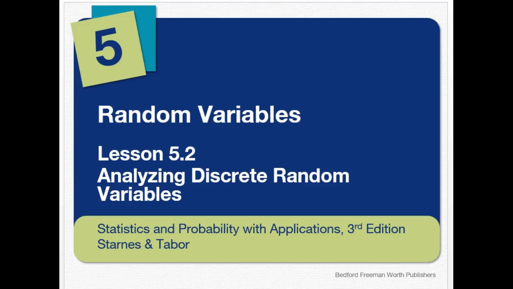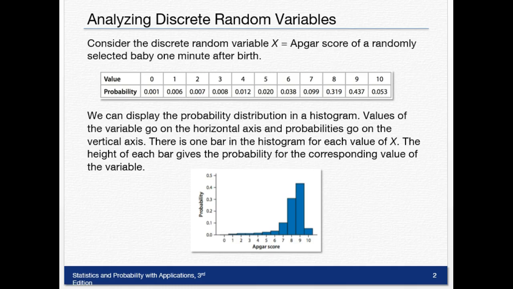Alright, this video is 5.2 and we're going to be analyzing discrete random variables. Consider the discrete random variable where x is equal to the APGAR score of a randomly selected baby 1 minute after birth. Now, APGAR is a test they do for their reflexes just to make sure the baby's healthy. So the APGAR score ranges from 0 to 10.